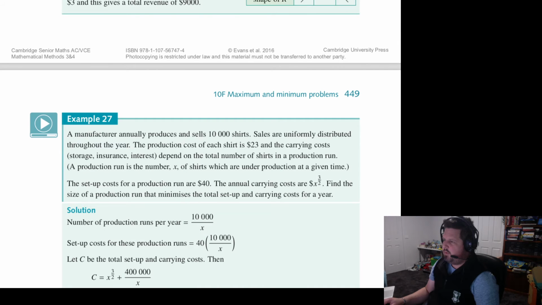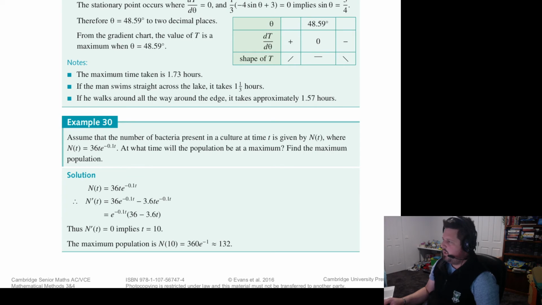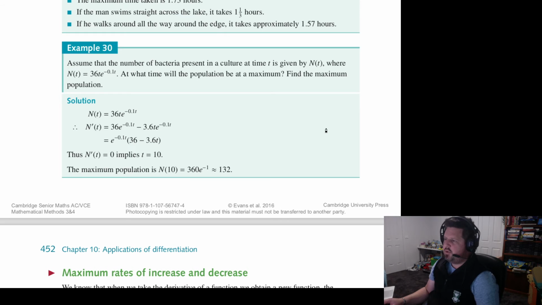I want to have a look at example 30 as well. And example 30 says the following. It says assume that a number of bacteria are present in a culture at a time t is given by n of t, where we've got this equation here. At what time will the population be a maximum? It says find the maximum population.